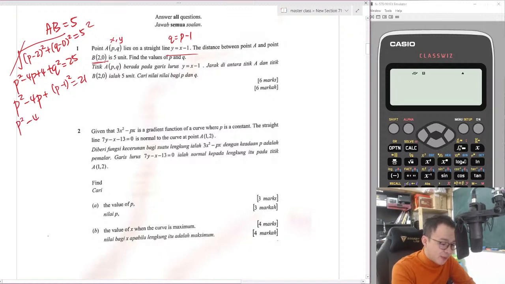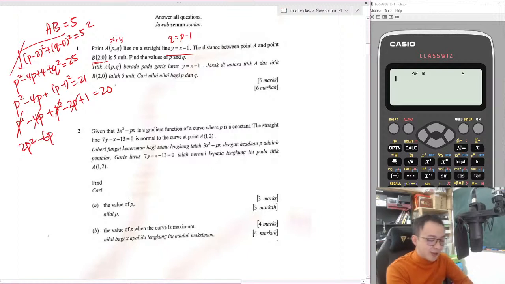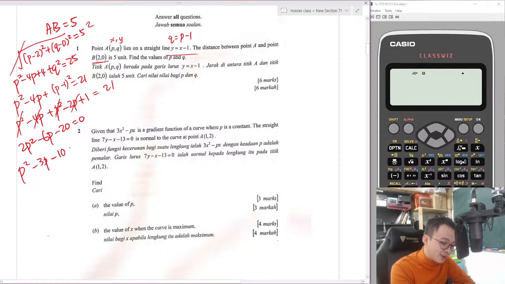So this is p squared minus 4p plus p squared minus 2p plus 1 equals 20. So solve the p squared, 2p squared. Solve the p minus 6p. And then this one, sorry, this is 21. Move here will be minus 21, so I get minus 20 equals 0. So p squared minus 3p minus 10 equals 0.